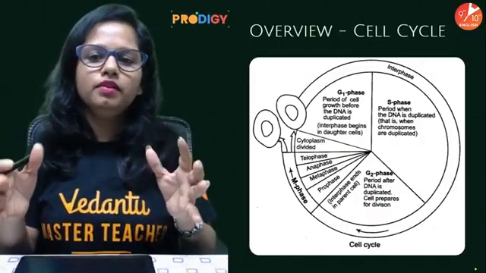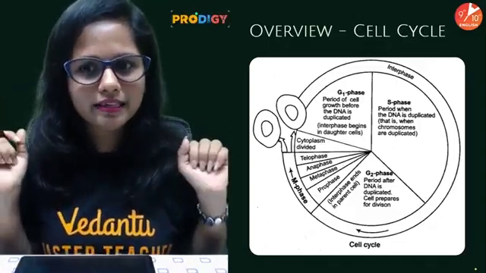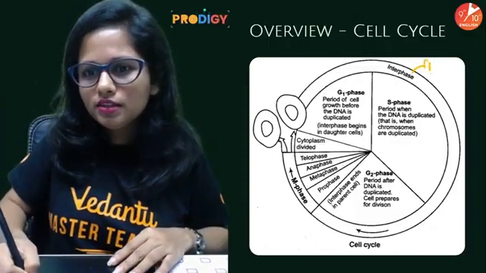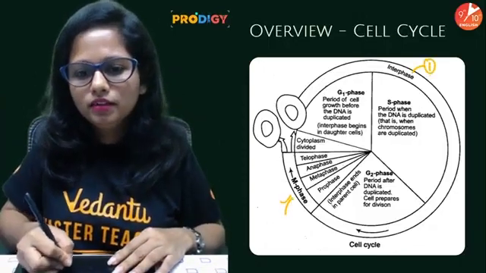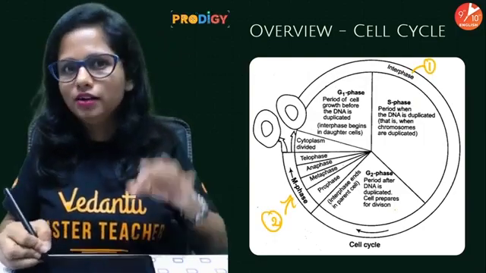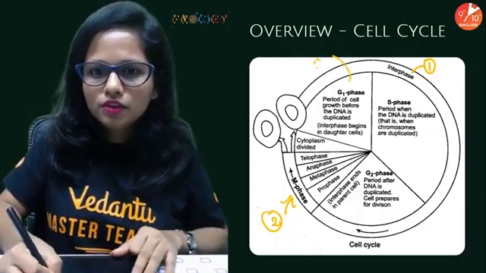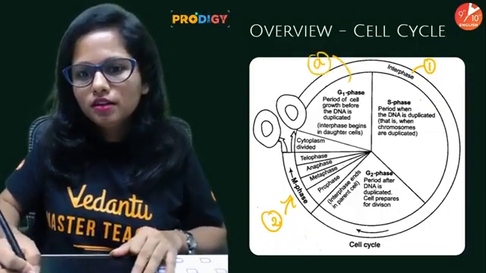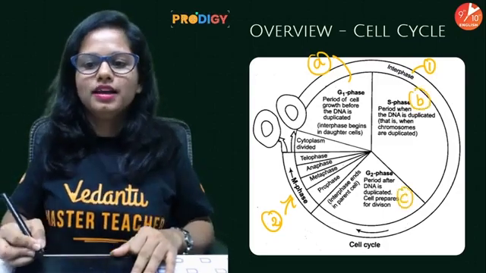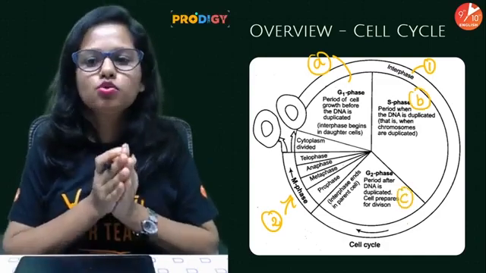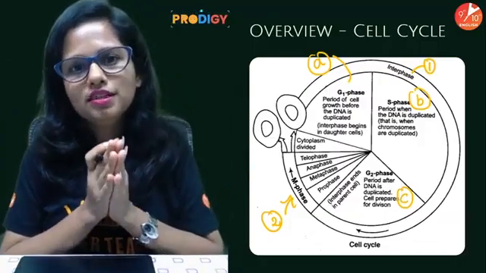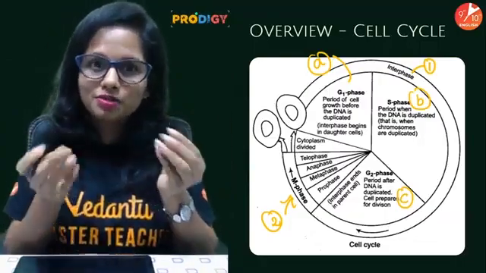So people, let's have an overview of the cell cycle. We discussed that there are two phases of the cell cycle. The very first one is the interphase, followed by the dividing phase, that is the mitotic phase. The interphase is again divided into three phases: the G1 phase, the synthesis phase, and the G2 phase. This interphase is followed by the dividing phase known as the mitotic phase. So which are the steps involved in the mitotic phase?